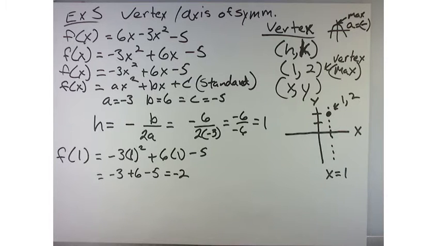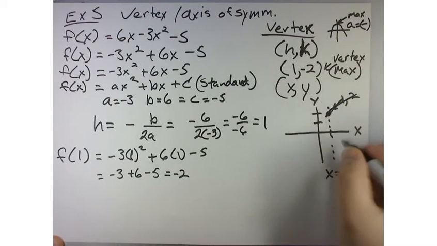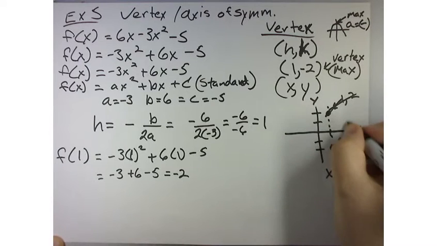Now, the only thing they're asking us to find is the line of symmetry and the vertex. Okay? That's all they're asking us to do at this point. Oh, it was negative 2, wasn't it? Okay, so that's not where it goes. It goes down here. 1 comma negative 2.